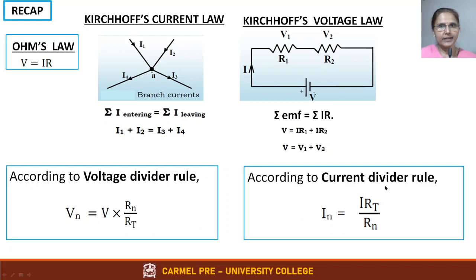Similarly, current divider rule will tell you if the resistors are connected in parallel, then through whichever resistor you want to find current, then you can find it out by using this equation. So current through any resistor, if there are n resistors connected in parallel, if you want to find current through nth resistor, then it is equal to total current into total resistance divided by the resistor through which you want to find the current. That's how it is. Okay. Today we are going to use this in our network theorem that we are going to talk about.